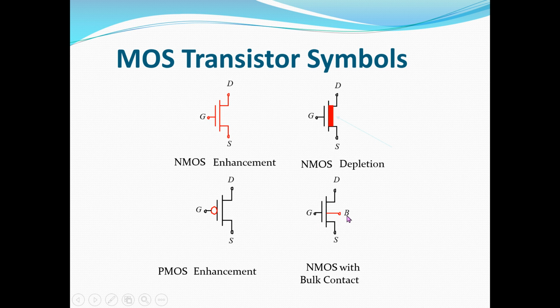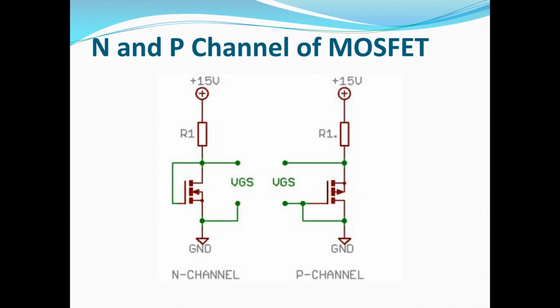Bulk contact is nothing else but the body, or else it is also called the substrate contact. So these are the different types of MOS transistor symbols, the N channel and P channel MOSFET. This is how the N channel and P channel MOSFET look.